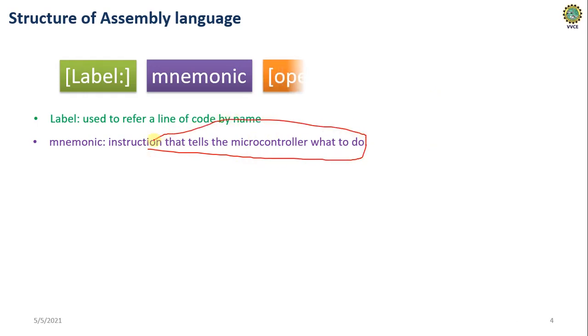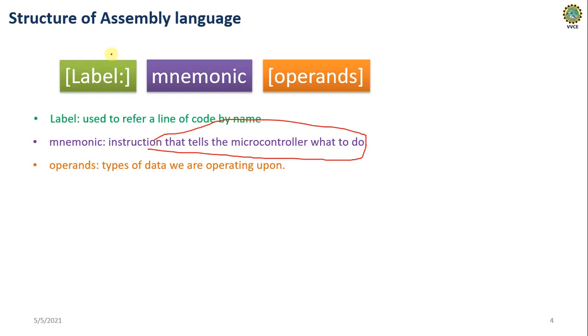Okay, next come the operands. Operands are the type of the data that we are operating on. There are different types of data, as I said; they may be located in memories or in registers. So these are the types of the data or the types of the addresses that we are operating on, right? Using these two, we will operate on the data, based on the instruction.